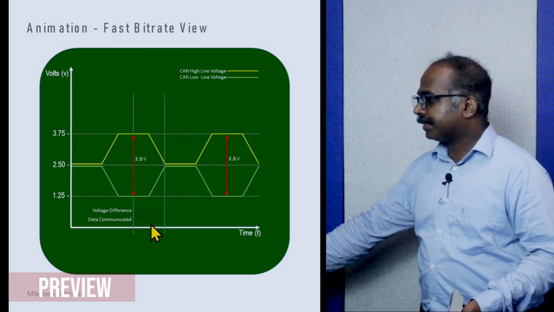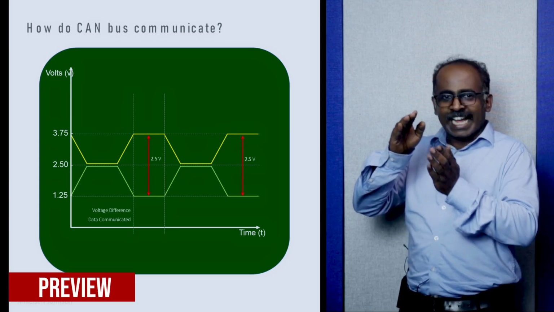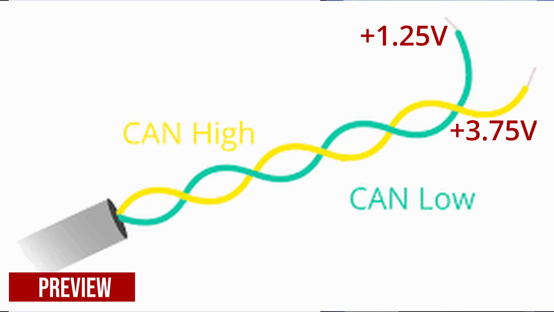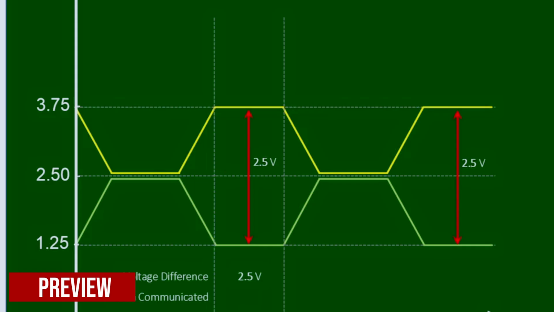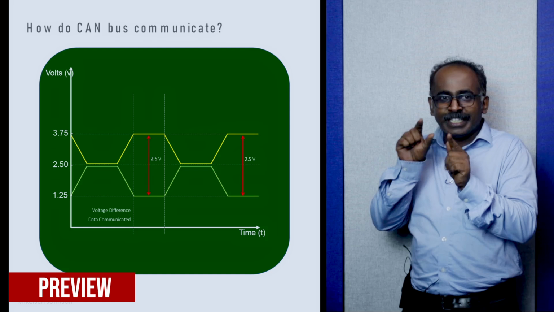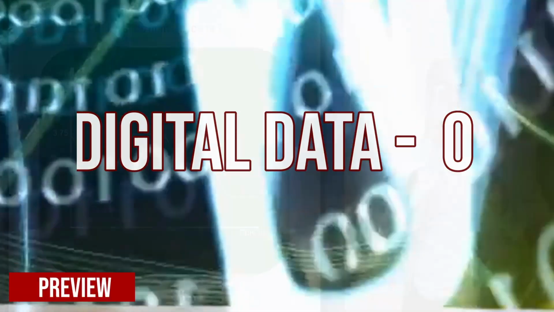1 0 1s. When we increase the voltage of the CAN high cable to 3.75 and reduce the voltage of the CAN low cable to 1.25, then what will be the difference between both the cables? It will be 2.5. See, so when there is a difference in voltage between these two cables, the receiver will understand digital communication 0.